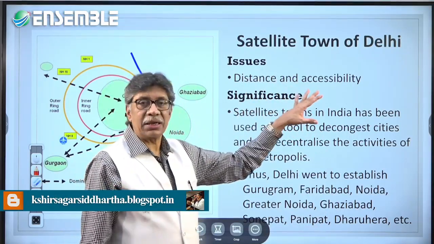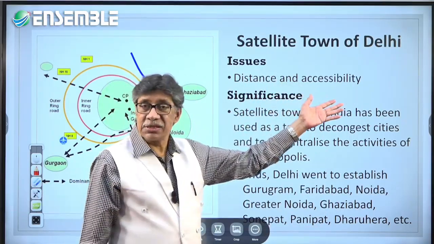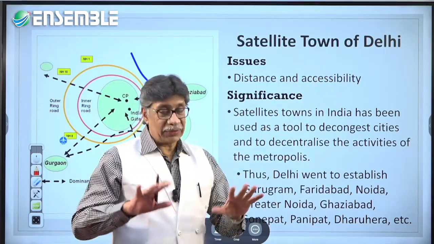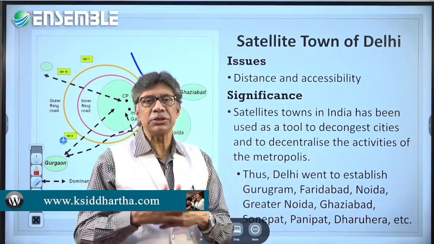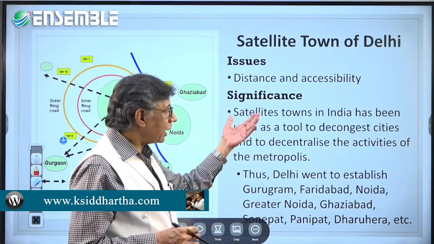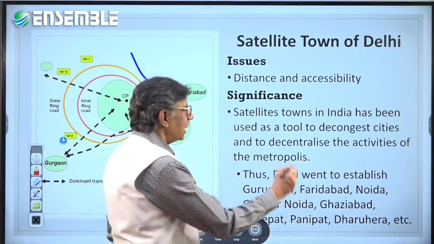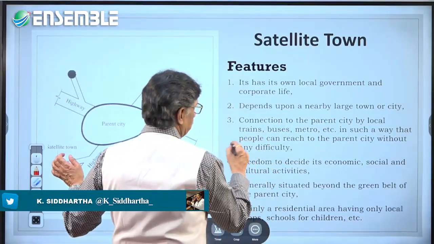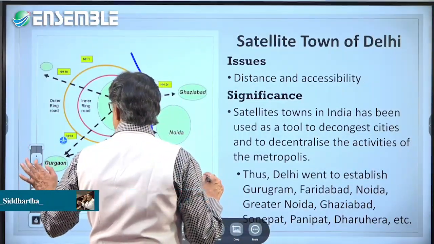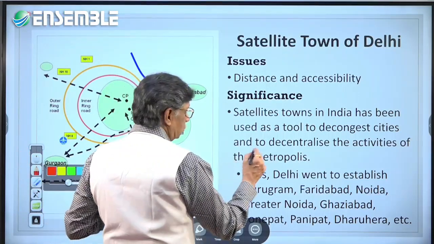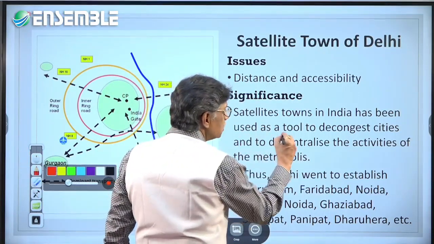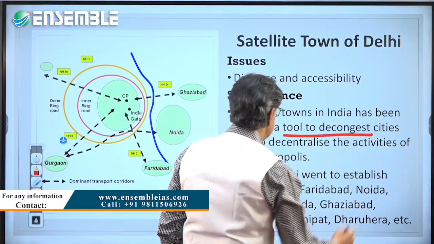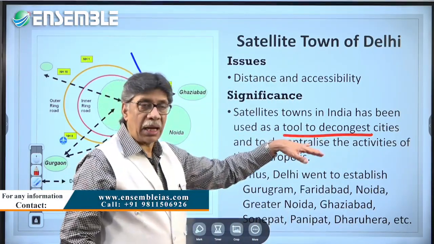The issues that satellite towns are going to face, one of them is distance and accessibility. If there is an issue, of course, in the case of Delhi, it is not going to be a major issue. The significance is that they are going to be used as a tool for two purposes. That means the tool is to connect centers. It is going to be used as a tool to decongest cities and also to decentralize the activities.